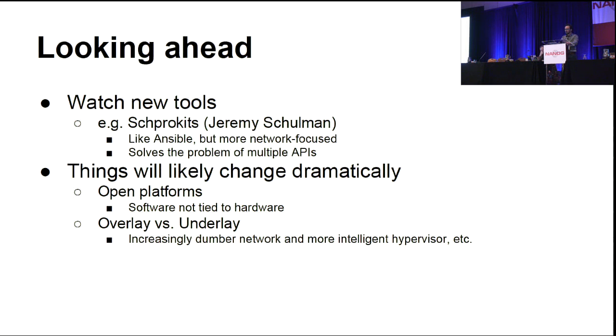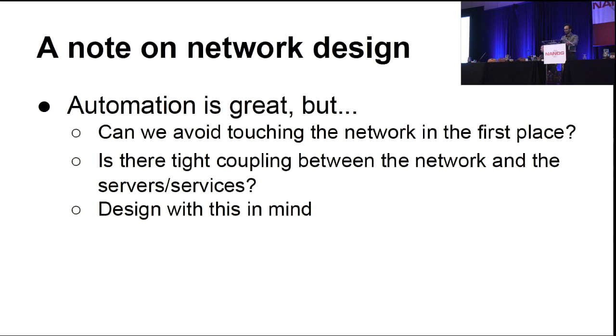We also see the trend of overlay versus underlay networks, where the underlying network, legacy network, is very static and it doesn't change anymore as much. And then some of the intelligence has been pushed to the hypervisor that runs all the virtualization, and that's where a lot of the change happens. So these problems might change in the future, and we'll deal with them as they come.